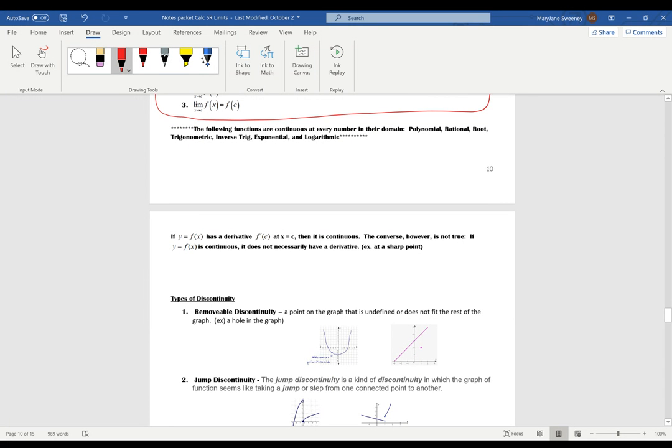If y equals f of x has a derivative f prime of c at x equals c, then it is continuous. So basically, if it has a derivative at a certain place, it's continuous. The converse, however, is not true. If it's continuous, it does not mean it necessarily has a derivative. So for example, at a sharp point, or a vertical tangent is another place.